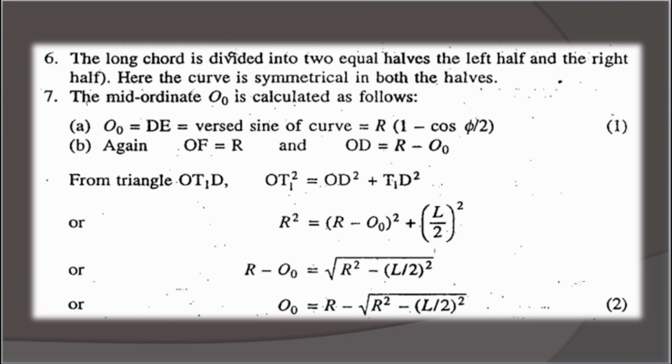So let's go ahead. The long chord is divided into two equal halves, the left and the right halves, so they are equal. The curve is symmetrical in both halves. So what will be done on the one half will be the same as the other. So the mid-ordinate is represented here. The mid-ordinate is calculated as follows.